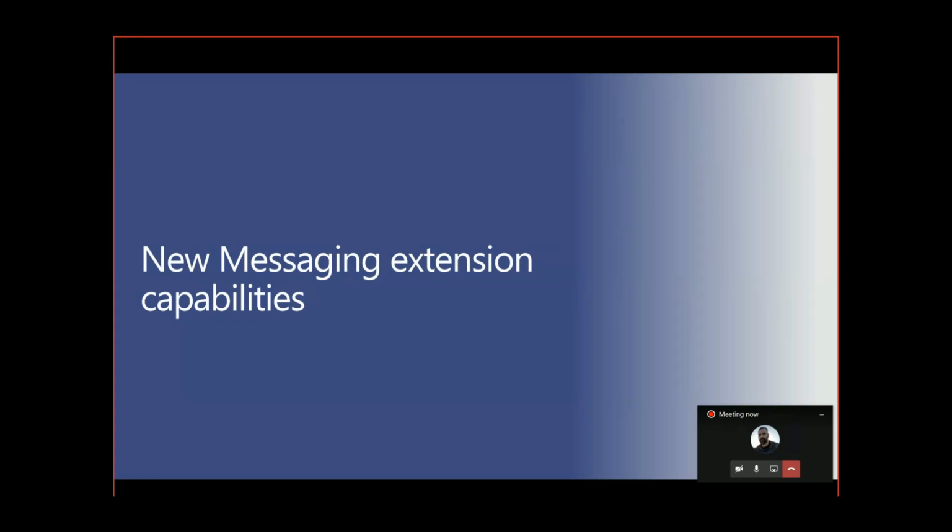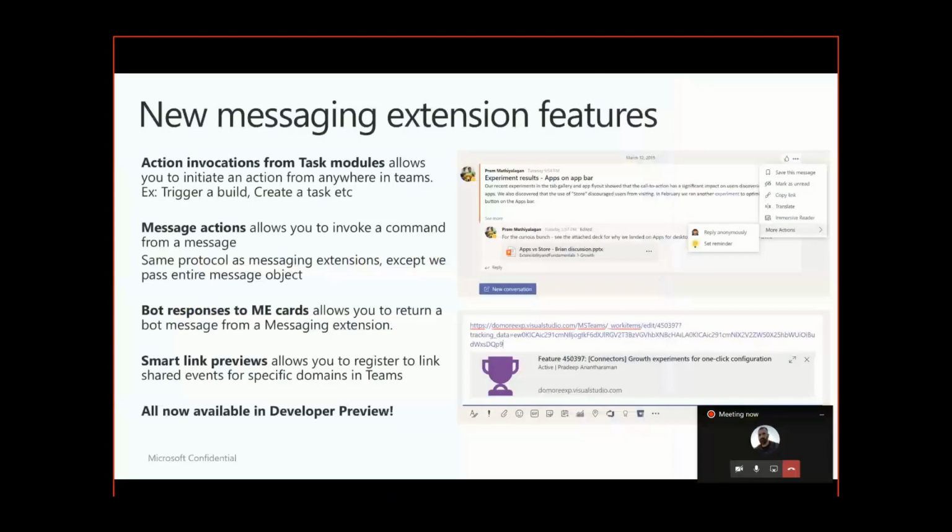I know Lav touched upon this in his last meeting, but I just wanted to touch upon the new messaging extension features again, because I'll be using a lot of them through the rest of this call. We enabled a bunch of new features in the recent past in messaging extensions, which unlock a lot of new capabilities in Teams. The first is action-based invocations using task modules.